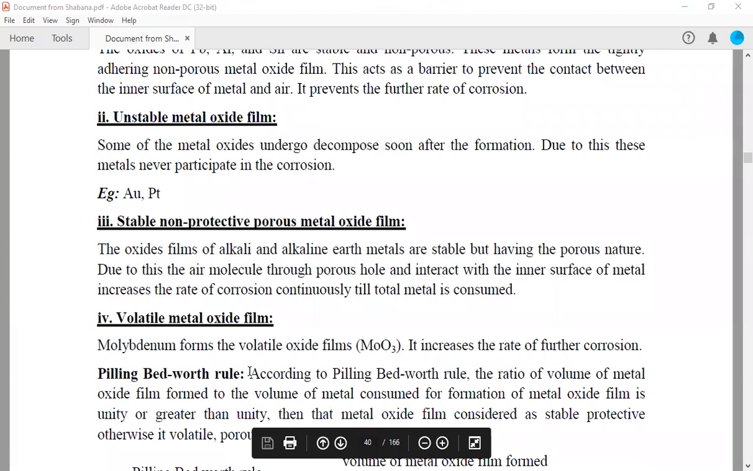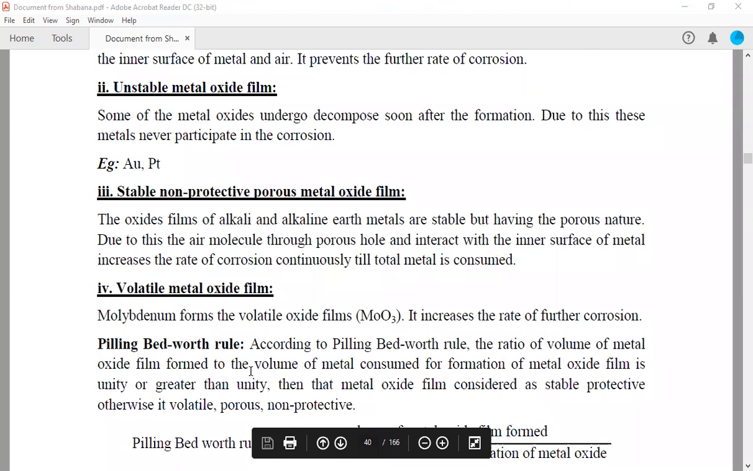Coming to the fourth type, the volatile metal oxide film. Volatile means it evaporates soon after its formation. The best example for this is molybdenum. It forms the metal oxide film, and it increases the rate of further corrosion.